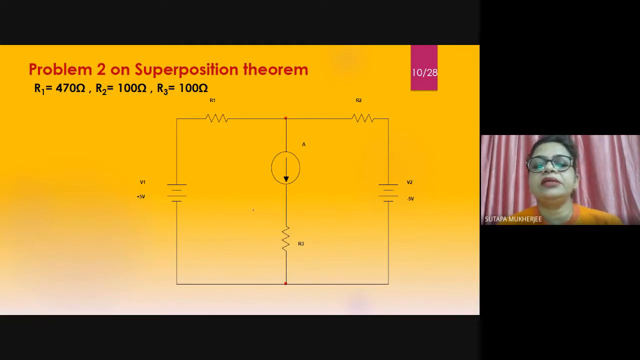Basically, there are three resistances, R1, R2, R3. One current source and two voltage sources are there. R1 is 470 ohm, R2 is 100 ohm, R3 is 100 ohm. And in your practical class, you will do the same problem using the superposition theorem.